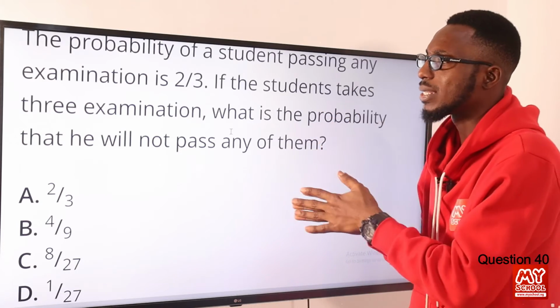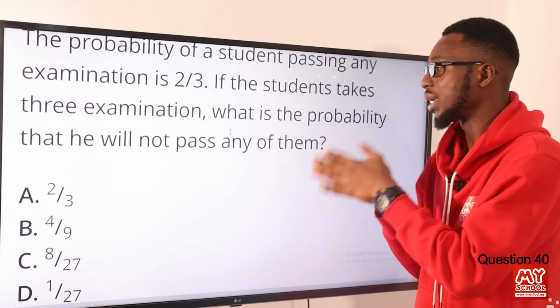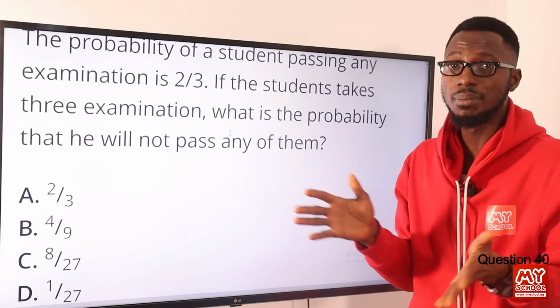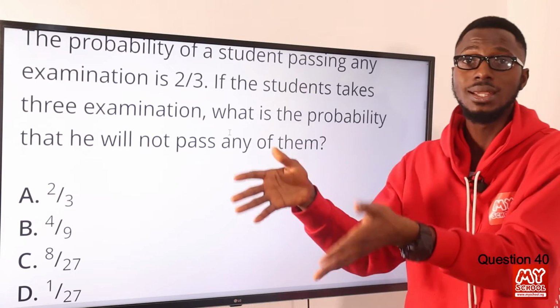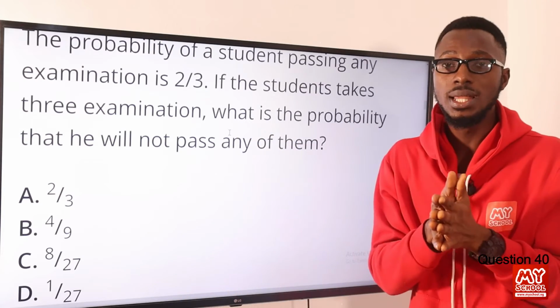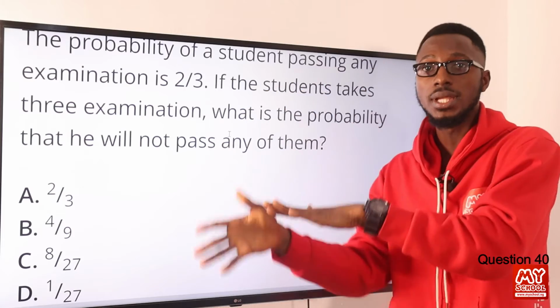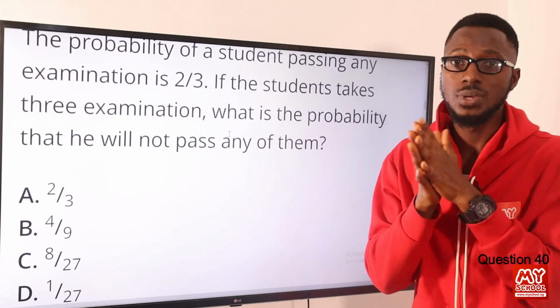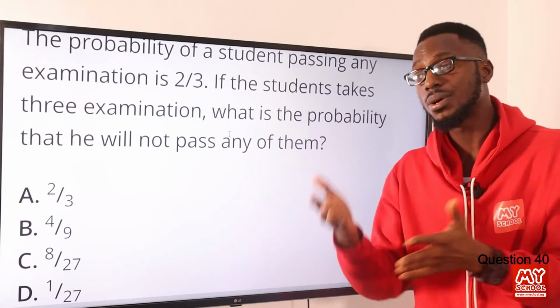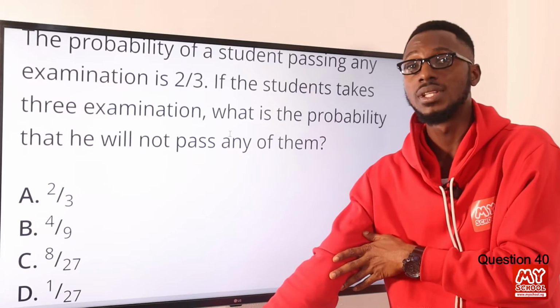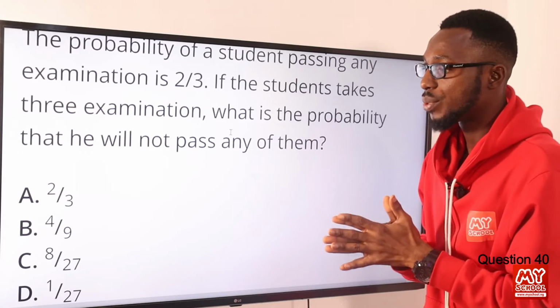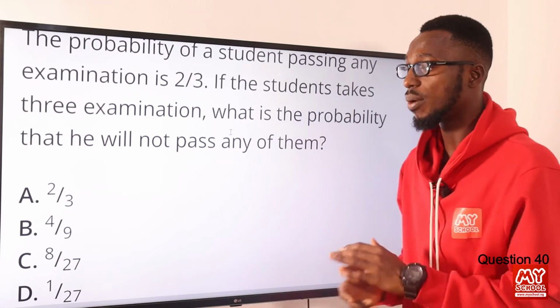Now, not passing in all 3 examinations will be 1 over 3 in 3 places. That is 1 over 3 times 1 over 3 times 1 over 3. That should give us 1 over 27, because 3 times 3 in the denominator is 9, and 9 times 3 is 27. So I have 1 over 27, and the correct option is option D.